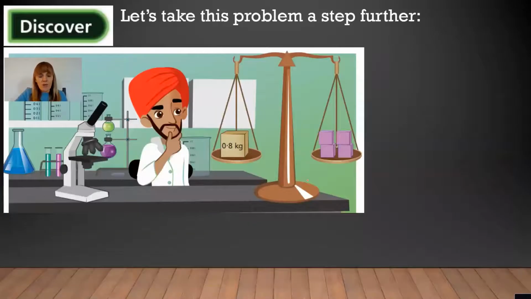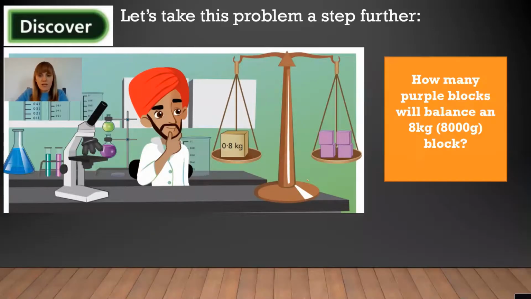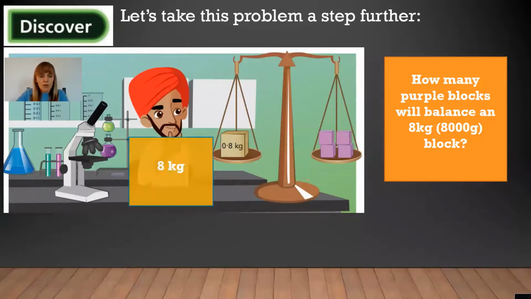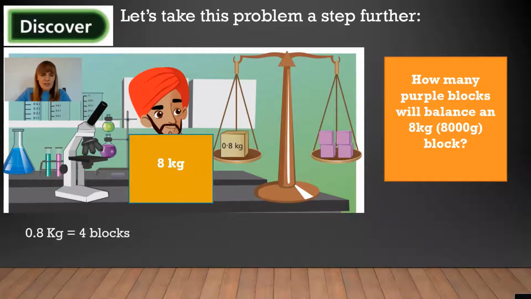Now, we're going to take the problem a step further. Imagine someone got an 8 kilogram box and put it on the scales. To start with, we had a 0.8 kilogram box. Now we've got 8 whole kilograms. The question says, how many purple blocks will make the 8 kilogram box balance? So let's think about what we know. We know that for 0.8 of a kilogram, we needed 4 blocks. That's what we just did on the previous slide.